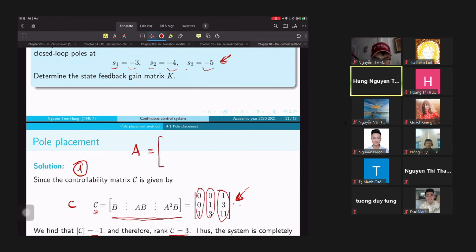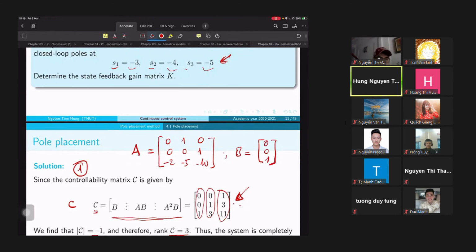So I assume that you got this system. A equals [0, 1, 0; 0, 0, 1; -2, -5, -10]. I also put it in controllable canonical form for you, so you don't need to find the matrix T. And B is [0; 0; 1].